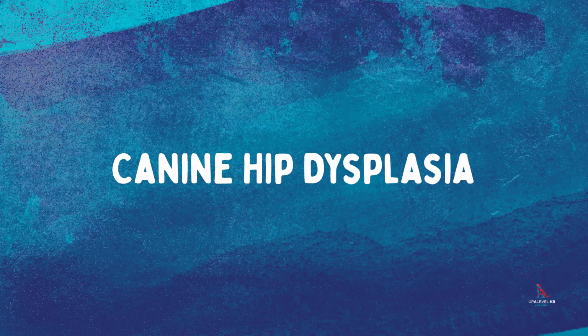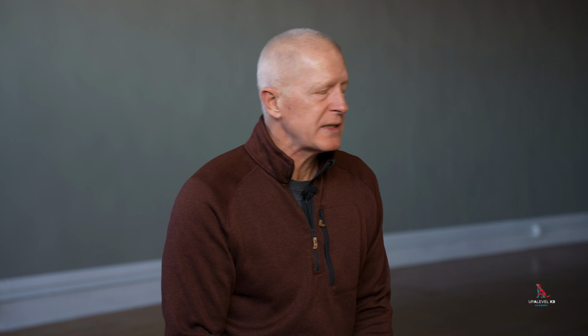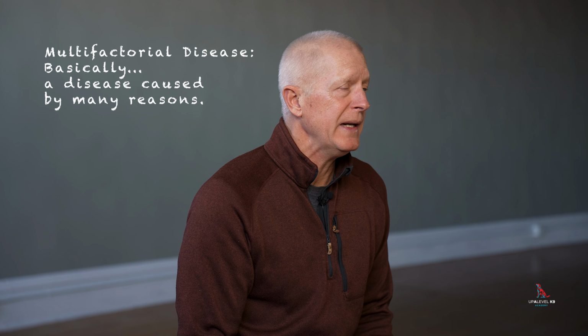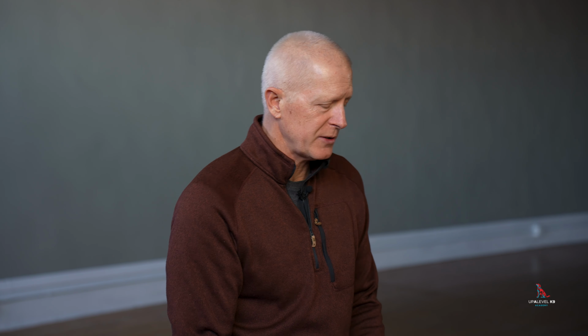So canine hip dysplasia is a progressive disease of the hip joint, and it leads to degeneration of the cartilage of the hip joint and eventually leads to osteoarthritis development. So this is a multifactorial disease that we see in dogs with many genetic and environmental factors being involved.